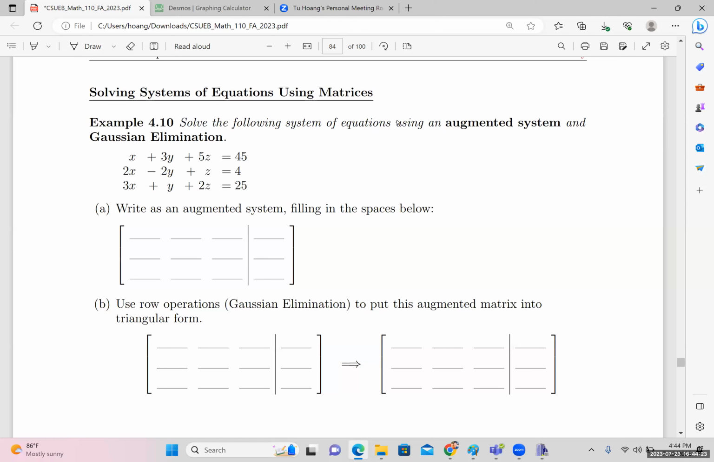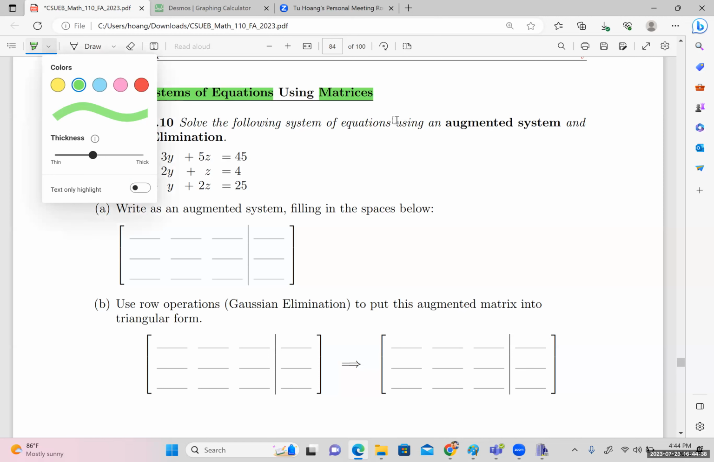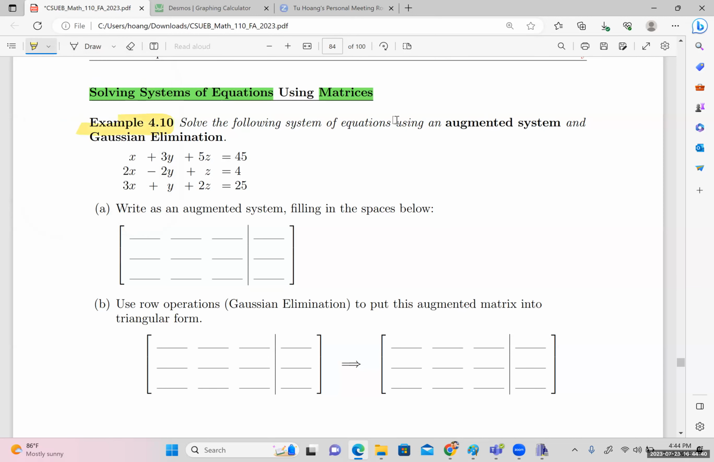Okay, so I'm back with section 4.3, part 2, and we try to solve a system of equations using matrices. So let's start with problem example 4.10 here. I'm going to solve the following system of equations using the augmented matrix and Gaussian elimination.